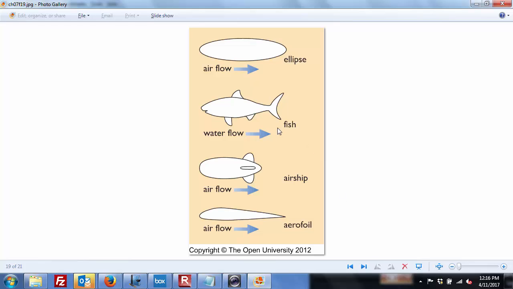So this is a naturally evolved system to move through the water efficiently, this is an engineered system for moving through the air efficiently, and here's your wind turbine. An example of biomimicry. Yeah, a little biomimicry there, sure.